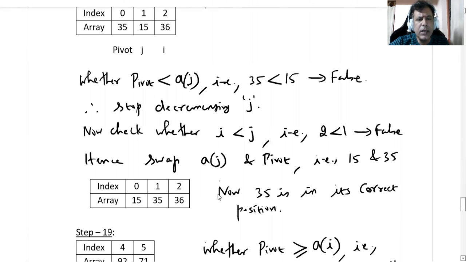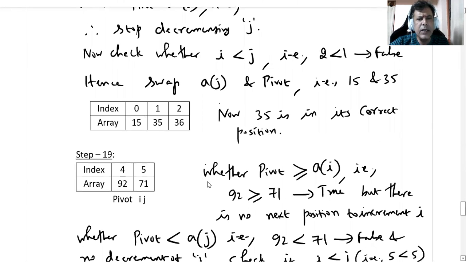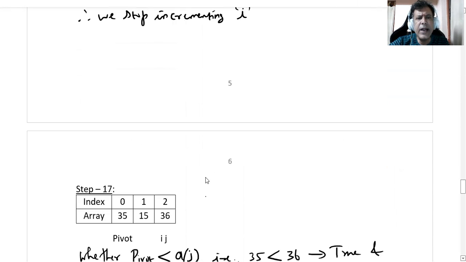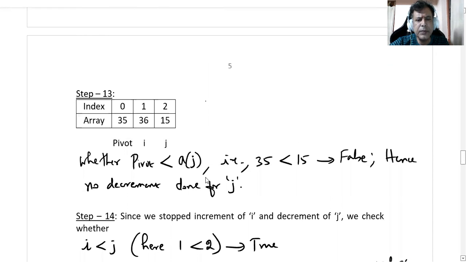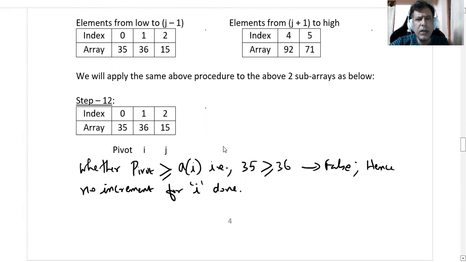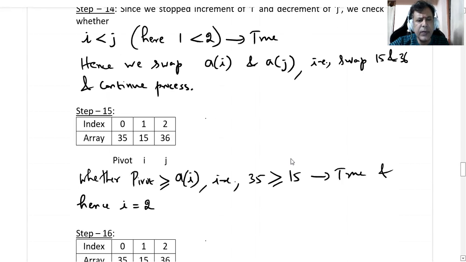When we do that, we understand that 35 is in its correct position, because the number to the left of 35 is lesser than 35 and to the right of 35 is above 35. By seeing this, you can also find it in order, right? Then again, now we take the second subarray, whatever we created at that time.